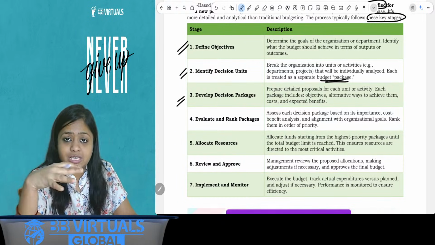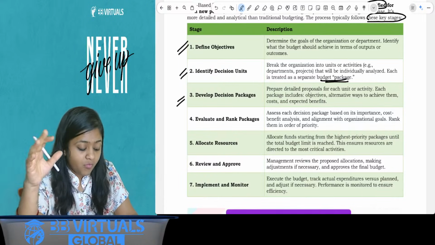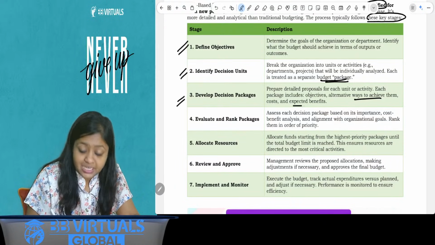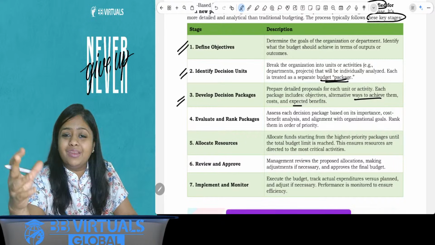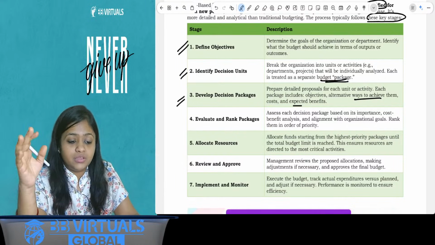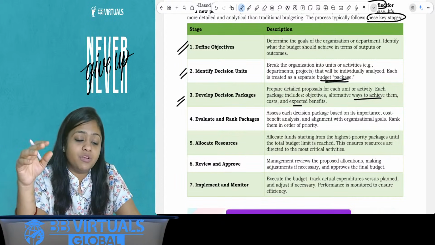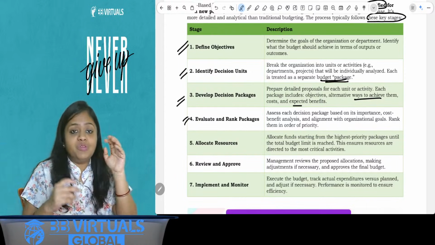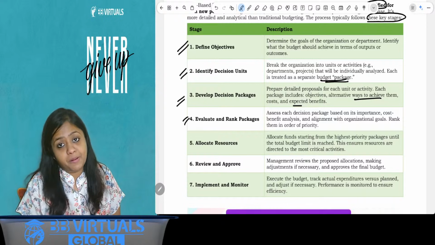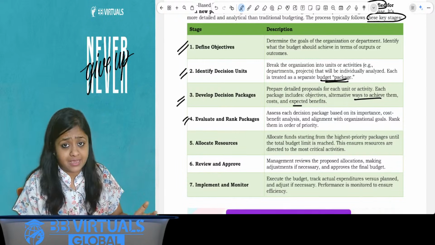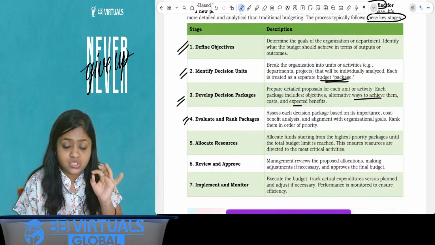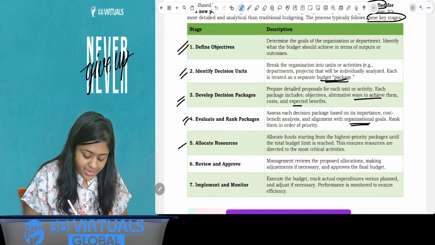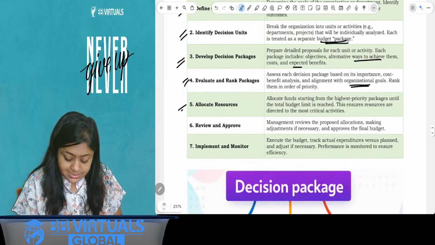A decision package is basically a summary: for every activity, what are the targets to be achieved, what are the alternative ways to achieve them, and what is the expected cost and benefit from it? For every activity, it's a justification that we are drawing: what targets you need to achieve, what costs will go into achieving those targets, and what will be the benefits. Now we will look into multiple different packages for a particular activity, and then we evaluate and rank them. We choose the one which is more justifiable, simple, and more aligned with the organization goals. Clear? Finally, we will allocate resources towards those activities.